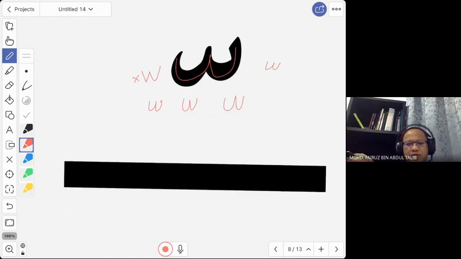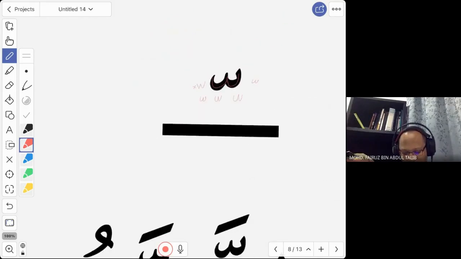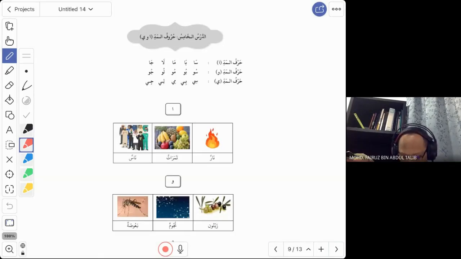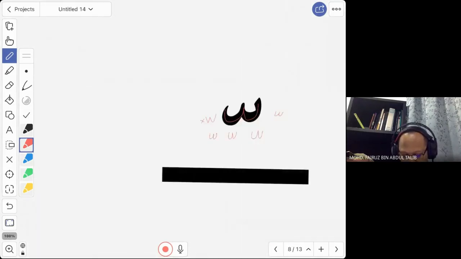Okay, now we want to understand what it means by this shaddah. Shaddah is like this. For example, let us take the letter ba. We take the letter ba and we put a shaddah above the letter ba. What does it mean? Okay, this is what it means.